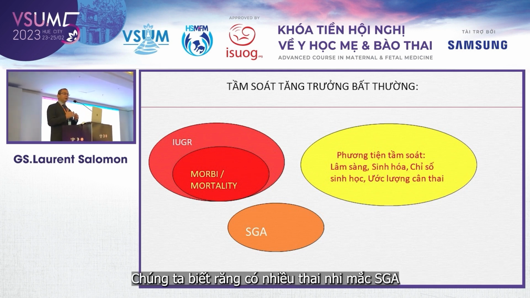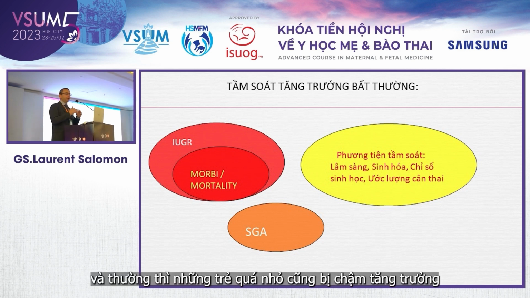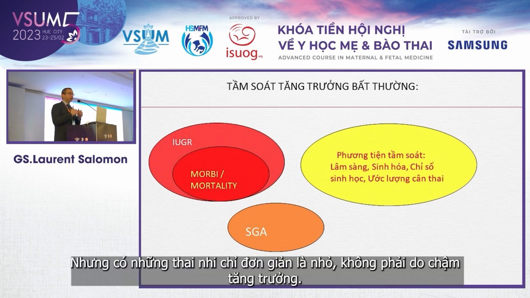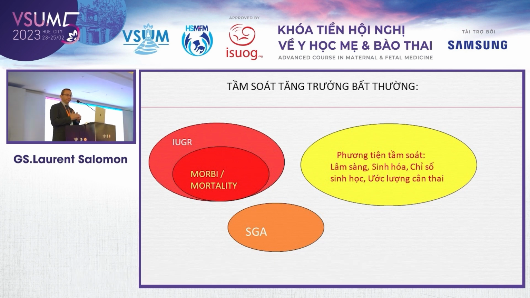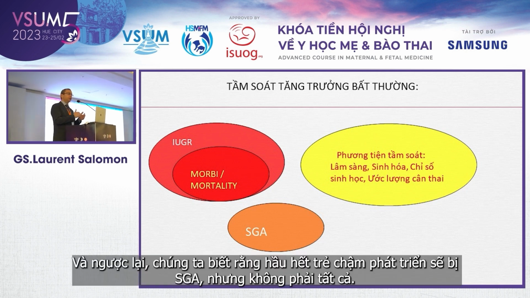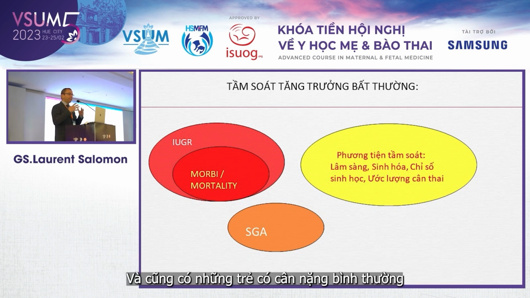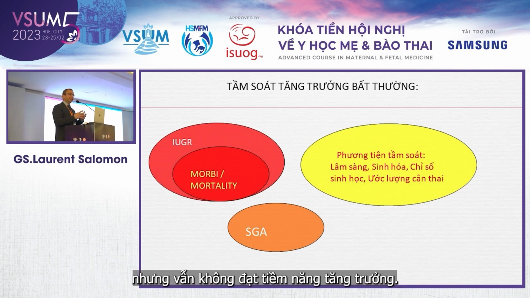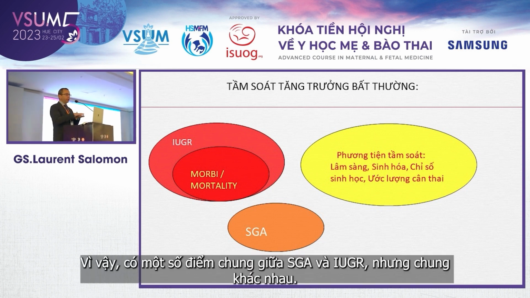Okay? We know that a lot of fetuses who are SGA, and mainly the ones with the most severe smallness, are also growth restricted. But some fetuses are just small constitutionally without being growth restricted. And on the opposite, we know that most babies who are growth restricted will be SGA, but not all of them. There could be some babies with a normal weight, but still did not reach their growth potential. So there is some kind of overlap between SGA and IUGR, but they are different.